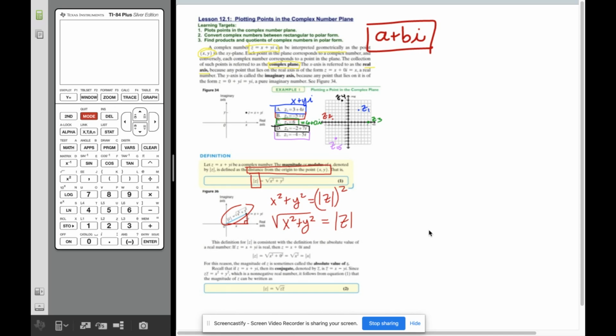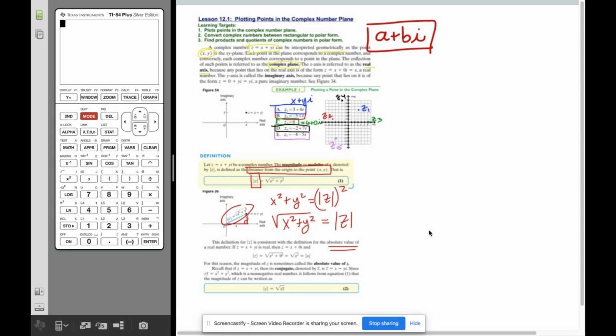This is kind of like the absolute value of a complex number. Just like we have the absolute value of a real number, the absolute value of 7 is 7, and the absolute value of negative 7 is also 7. That's what they do. So sometimes we will call this an absolute value, but we're probably going to call it mostly the magnitude or the modulus.